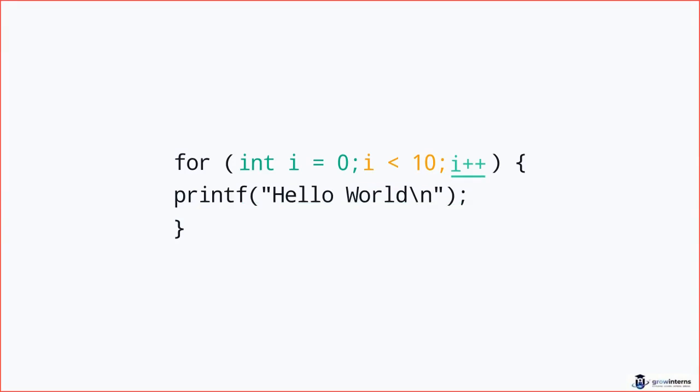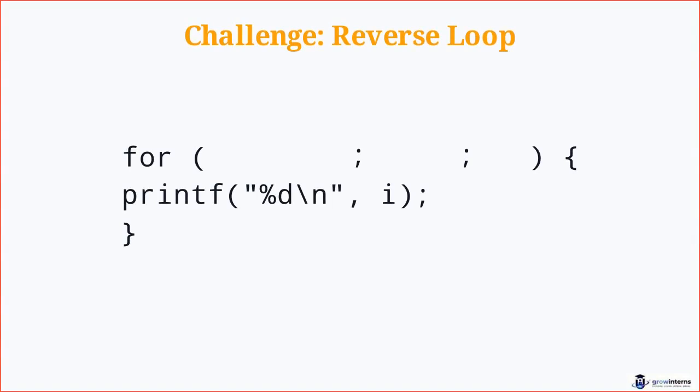Pause the video here and try to write a for loop that counts backward from 10 down to 1. To count backward, we start the variable at 10, set the condition to check if it is greater than or equal to 1, and use the decrement operator to subtract from the total after each cycle.